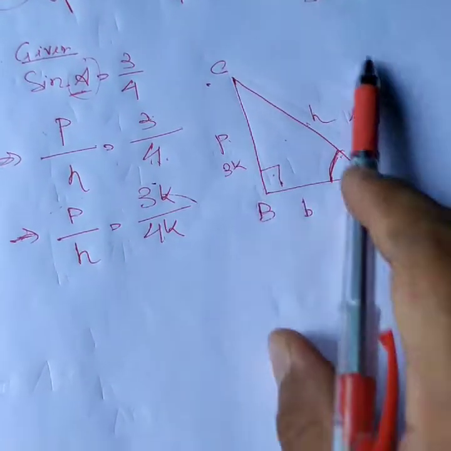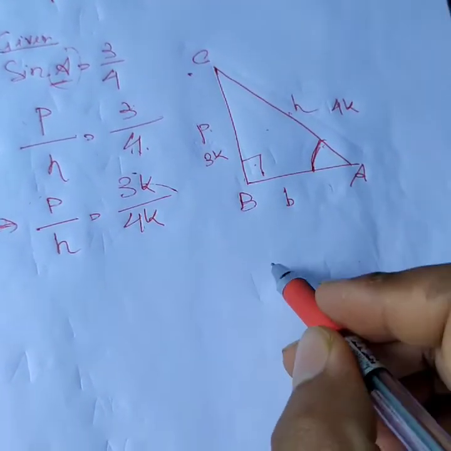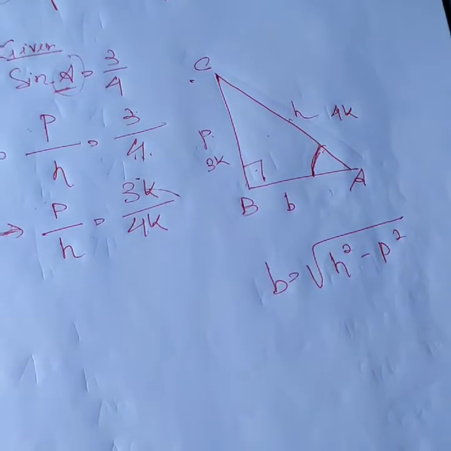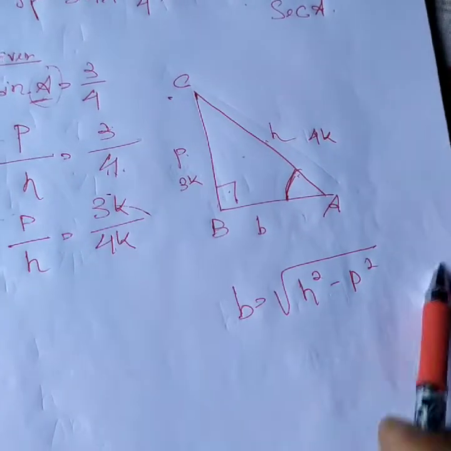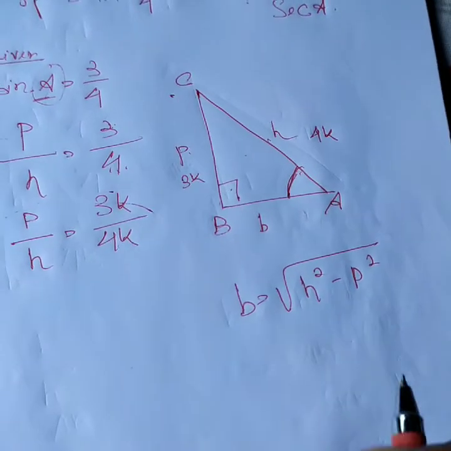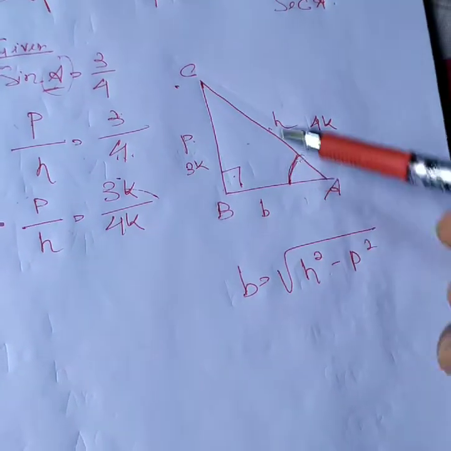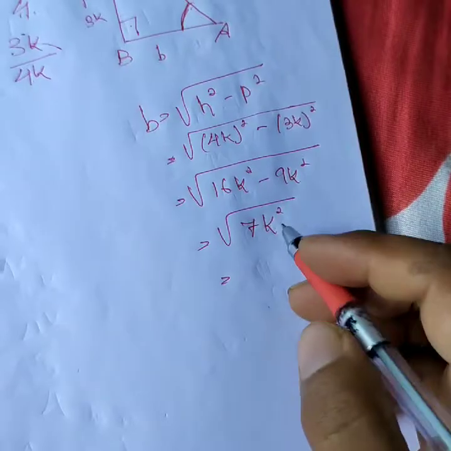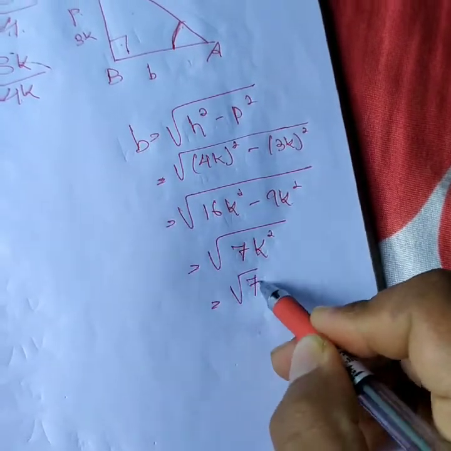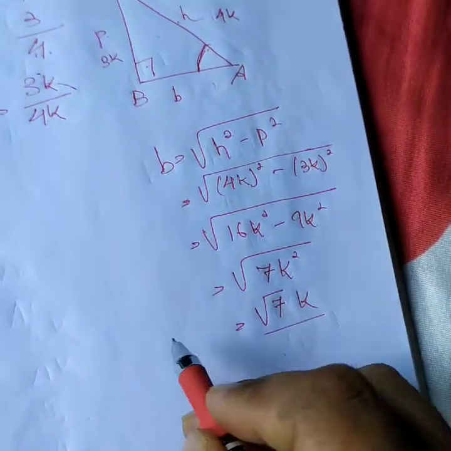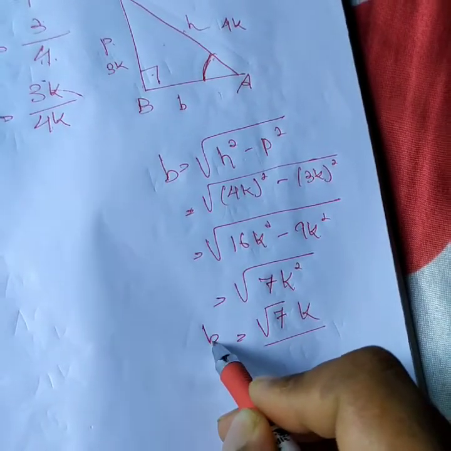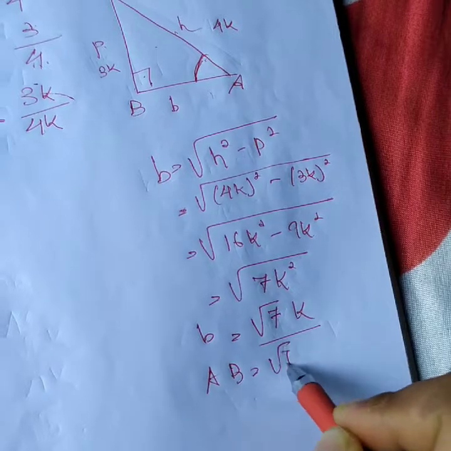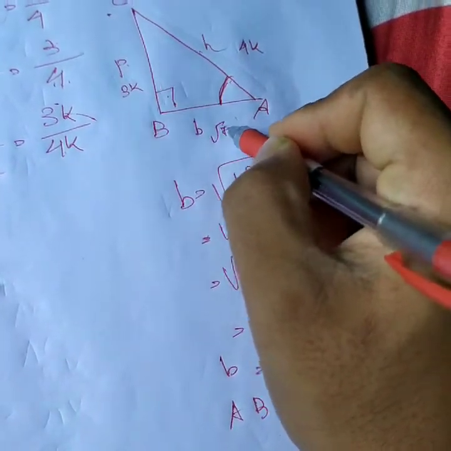And then using this one, you can calculate what will be the base. So base will be what? Root over h square minus p square. Whenever you have any doubt, just go to the previous videos, the introduction part and the previous videos. If I explain everything every time, it will make the videos unnecessarily long. So 7k square, 7 will remain inside, k square, so k will come out. That is the value of what? Base. What is our base here? AB. So AB equals root 7k. You can write the value here, root 7k.